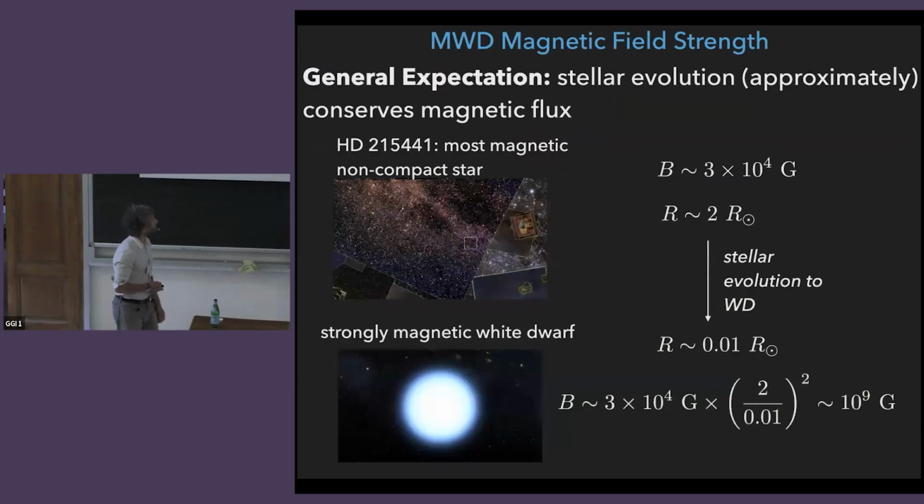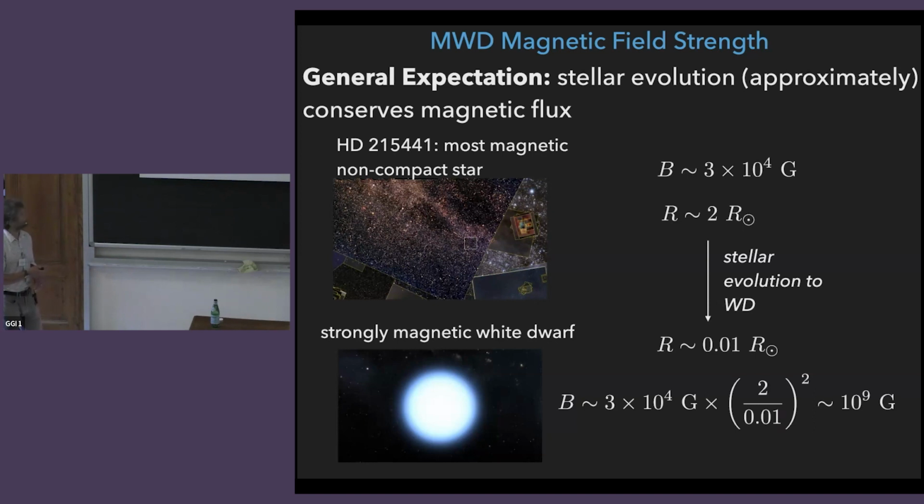So let me now just take a bit of an aside and go through some stellar physics to motivate this 1,000 megagauss. If you knew some aspects of non-compact stars, you could have immediately guessed that we would have stars with magnetic fields on the order of 1,000 megagauss. So how would you have done that? You would use this general expectation that stellar evolution approximately conserves magnetic flux. So let's take normal stars, and look at the normal star with the largest observed magnetic fields. That's the star HD 215441, and it has a magnetic field of about 3 times 10 to the 4 Gauss, but it has a radius on the order of the radius of our sun.